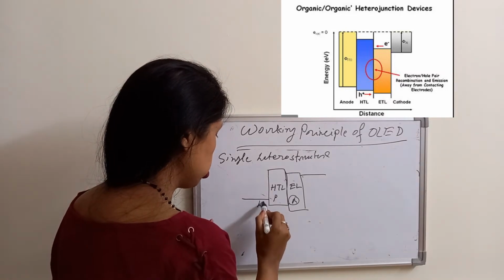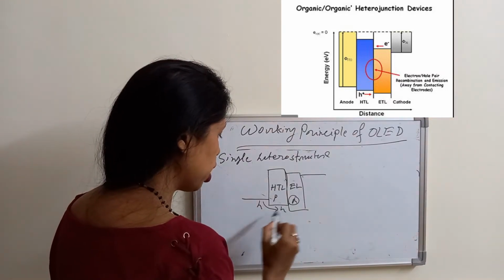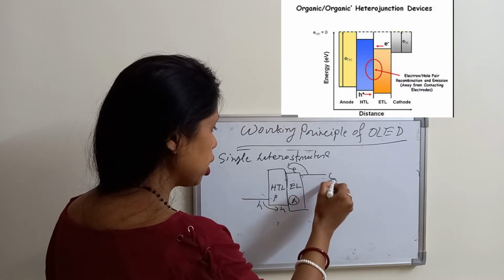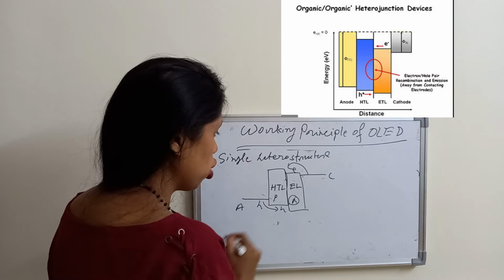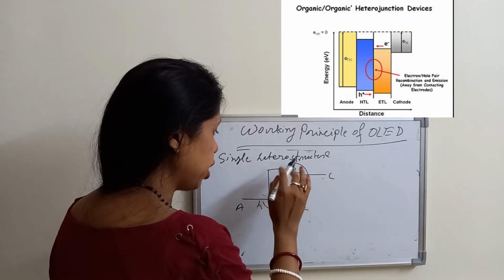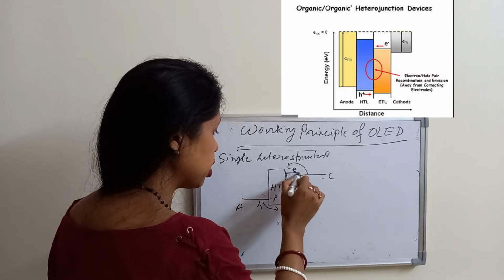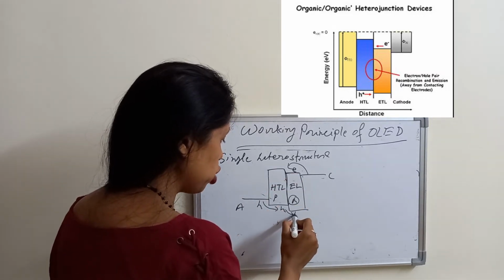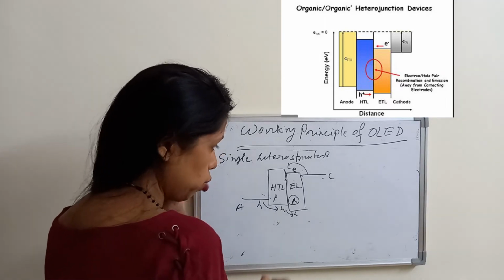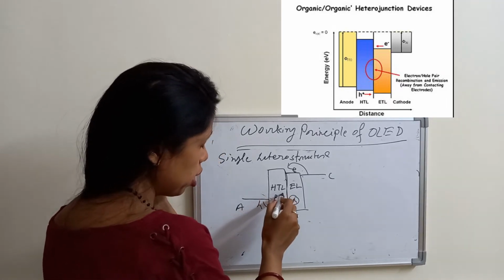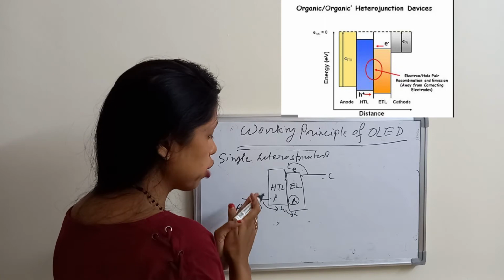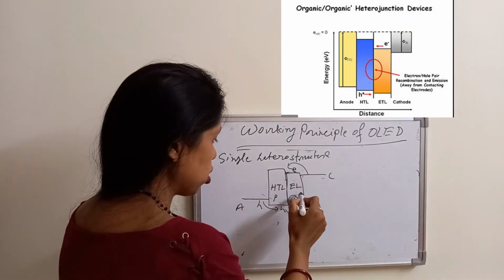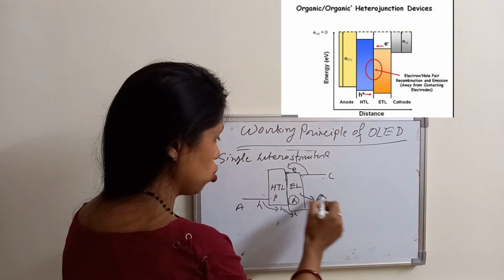The hole will transport into the hole transport layer. The electron will be injected by the cathode and the hole is injected by the anode, and that will also transport. The electron will remain inside the emission layer, but the hole will be transported into the emission layer. The hole transport layer helps the hole to transport into the emission layer. So the emission layer is the recombination zone.